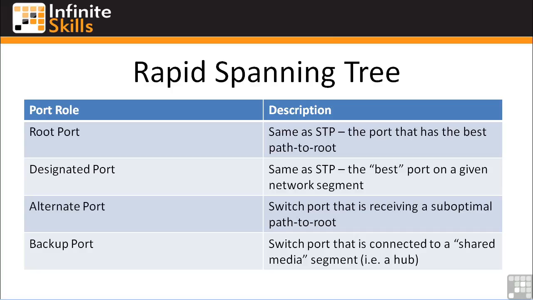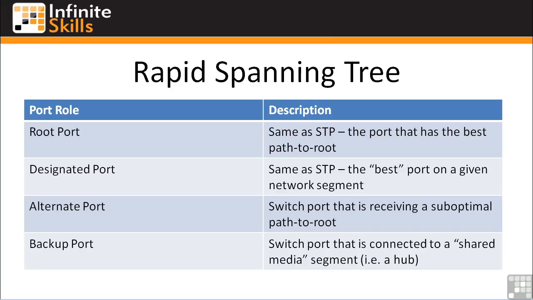However, rapid spanning tree also introduces two other port roles. We have an alternate port and a backup port. Alternate port is the magic, if you will, of how rapid spanning tree converges so much more quickly. An alternate port is generally a discarding port. It's a switch port that's receiving a suboptimal path to root. Now this particular port type doesn't necessarily forward traffic for that segment. It does not necessarily have to be a designated port. It could be a discarding port. However, rapid spanning tree realizes I can still get to the root going through this alternate port.